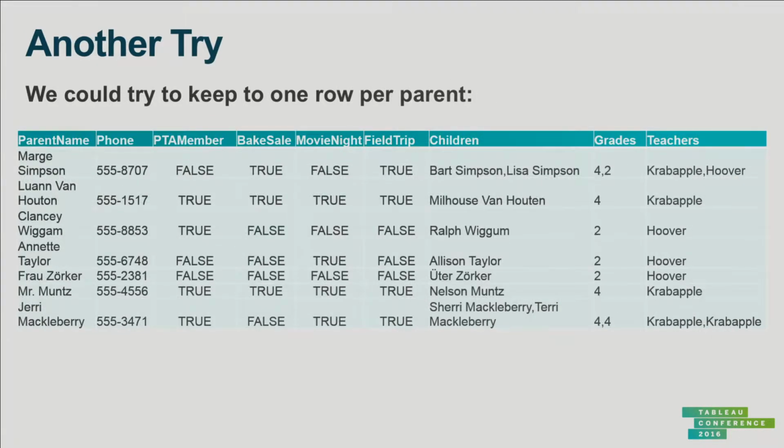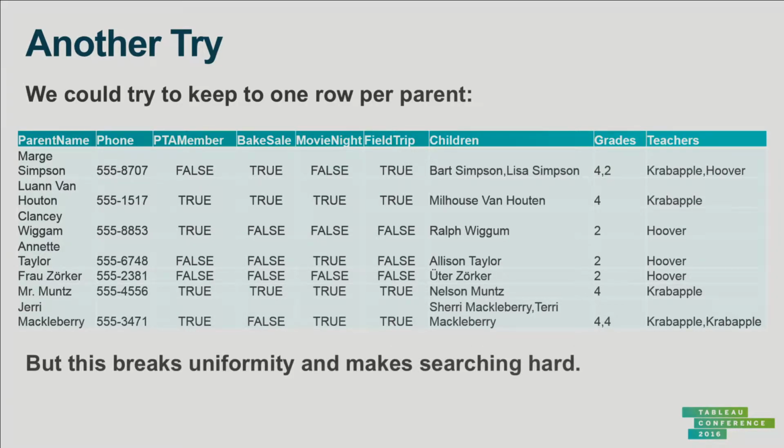OK. We could also try and stuff it into a table like this. We could say, all right, we're going to have 1 row per parent. And then when we get over to the children, we'll just have a comma-separated entry. So we'll have Bart and Lisa, and we'll have 4 and 2, and we'll have Krabappel and Hoover. And now, well, look, this breaks uniformity. Some entries have 1, some entries have 2. Sometimes I have to look at the entry. Sometimes I have to search within the entry.